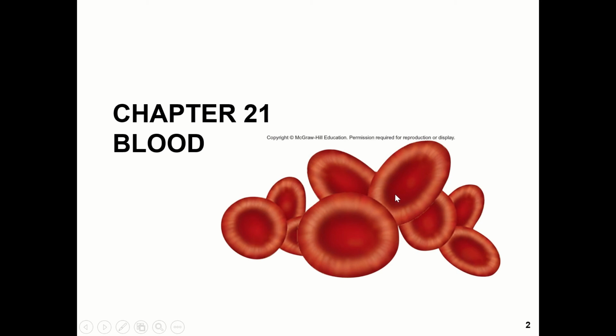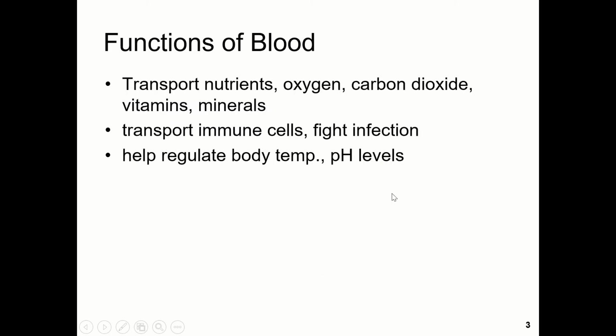Today we're going to talk about blood, the parts of the blood, and the functions of the blood. So let's start with the functions. Of course, it's there to transport nutrients and oxygen, to get oxygen to your cells, to get carbon dioxide and other waste materials away from your cells. Also to transport vitamins and minerals and other nutrients from the digestive system to the cells of the body.